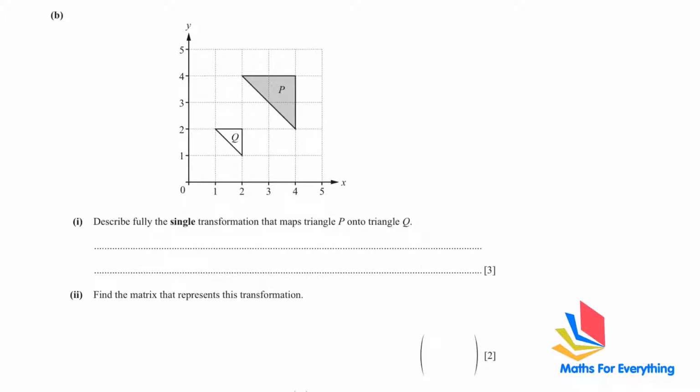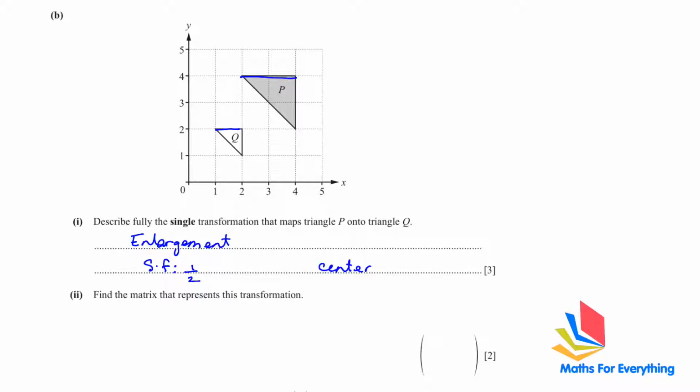Part B, we have been given 2 shapes, and we have to describe the transformation that maps triangle P onto triangle Q. We can see that the size is different. So it means that it's enlargement. That's the first thing. You get your 1 mark for writing enlargement. The next thing is you need to find the scale factor and you need to find the center. The scale factor is, this is 2 and the corresponding side is 1. So that is half, right? 1 is half of 2.